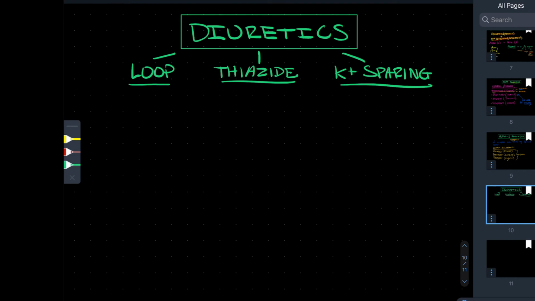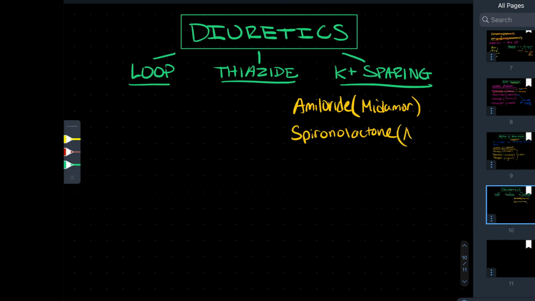And finally, potassium-sparing diuretics. So these are going to be things like amiloride, which is called Midamor, or Medamor, I never know. Spironolactone, or Aldactone, and triamterene, or Dyrenium.